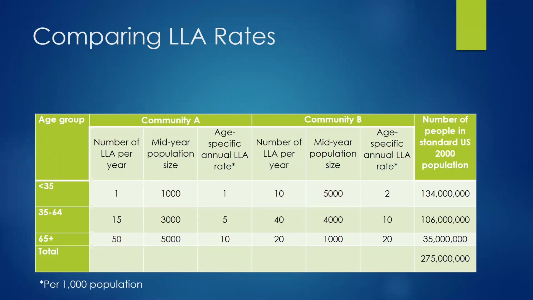So we just calculate those age-specific annual rates and do the same in community B. And then we want to age adjust it, because if we look at these two communities, we can see that the age distribution is different. So community A is older. A larger proportion of their population is 65 and older than in community B. So we already know that there might be some issues comparing these two groups' rates.